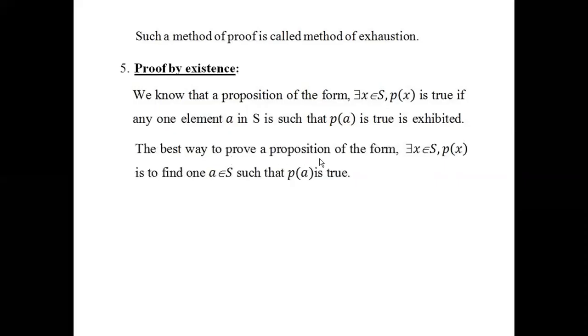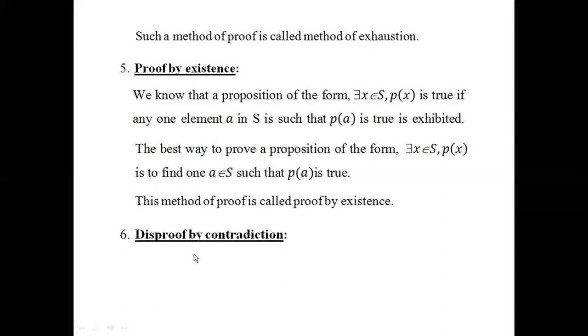The best way to prove a proposition of the form for some x belonging to S, P of x, is to find one A belonging to the universe S such that P of A is true. So we will try to find one such element A belonging to the universe such that P of A should be true. This is for some x belonging to the universe. So we take one element, say A, from the universe and prove the result P of A is true. So this is proof by existence for us.